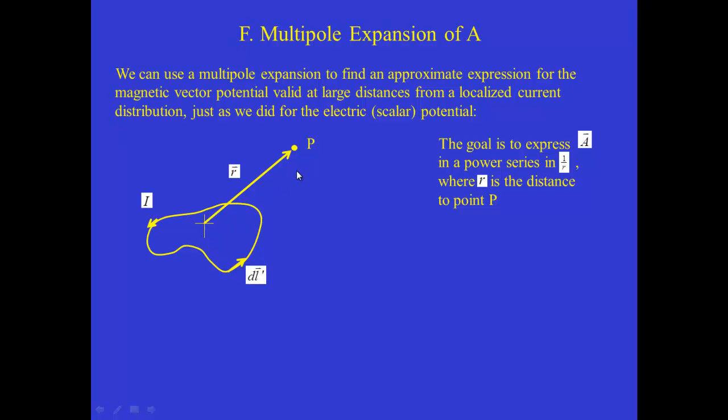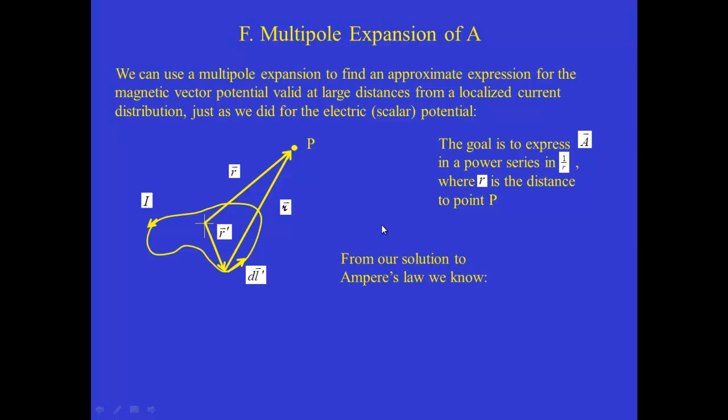Then we break down the current itself into length elements, dl prime. Those are located from the origin by a vector r prime. And then finally there's a third vector, script r, that goes from the current element to the point P. This is a familiar geometry that we have used all the way back in Chapter 2 when we were dealing with electric fields. What I can't show very easily on this diagram is that the angle between the r and r prime vectors is theta prime.